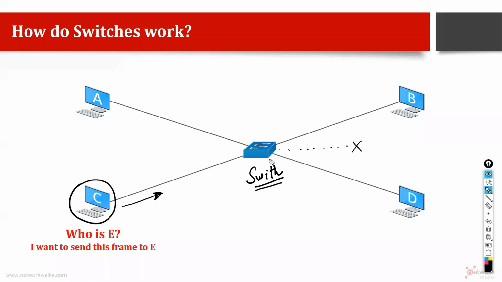Will it be a broadcast? Will it be a unicast? Will it drop the packet or will it forward to someone? What will it do? C wants to send some message. Can somebody tell me what the switch will do?